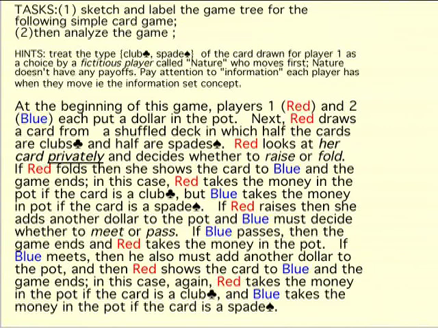So at the beginning of the game, there's two players. There's a red player and a blue player. Megan, you can be a red player and I'll be a blue player. I have more money than she has, so I'm going to bet more and squeeze her out of the game. We each put a dollar in the pot. So we're saying, okay, we're going to play this game, so we put a dollar in.